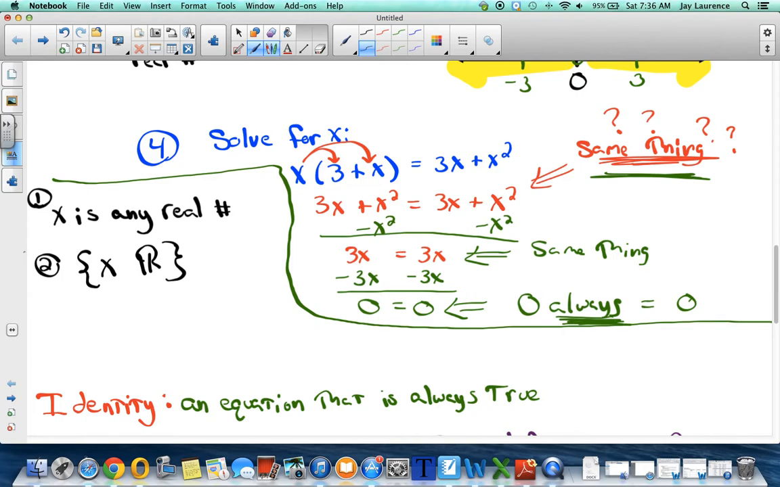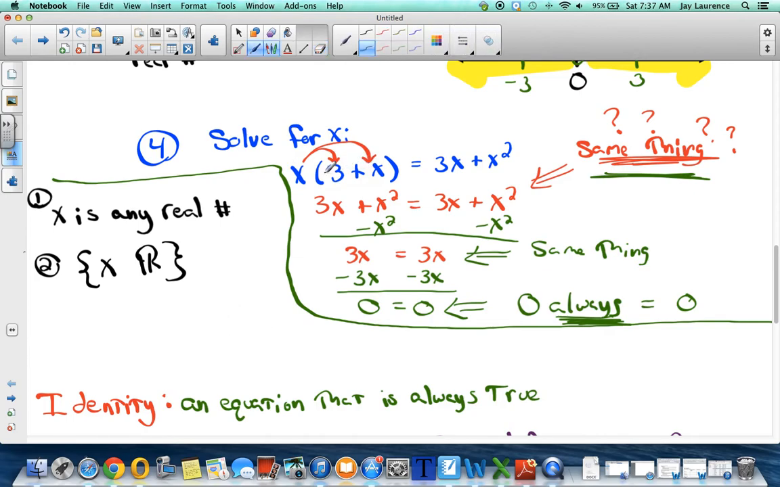Okay, so x is any real number. That's how we read this. And there are no restrictions. In the previous problem, x wasn't allowed to be 0, so I had to have that such that x does not equal 0 part. Not true in this case. 0 will make this true.